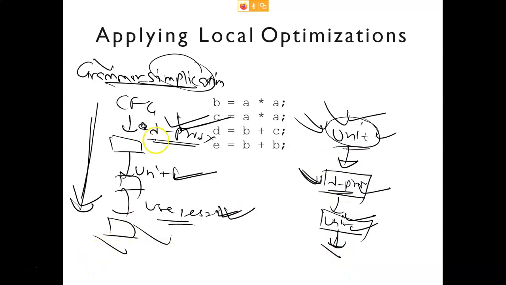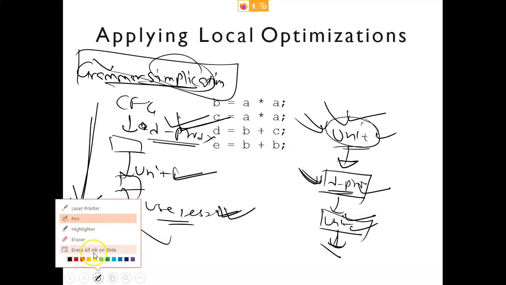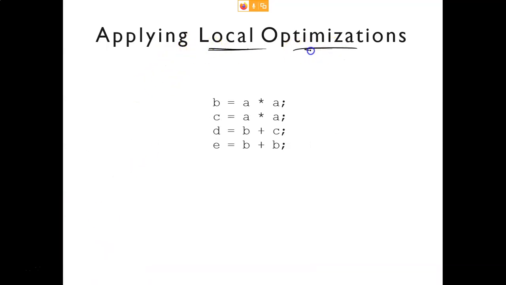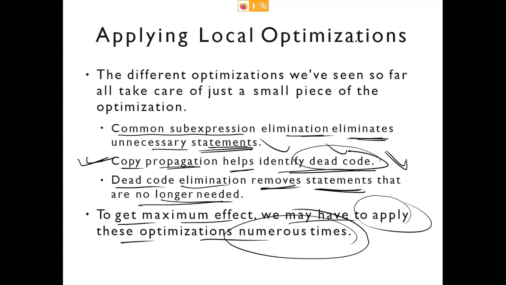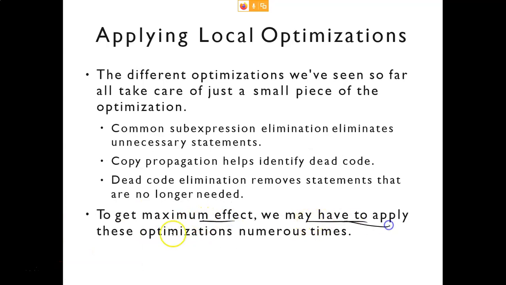So you can see in grammar simplification we have an order in which we can apply the algorithms. But in these optimizations there is actually no such order. You can apply them in any order, and if you want to get the maximum benefit, you will have to apply them again and again and again. To get maximum effect, we may have to apply these optimizations numerous times.